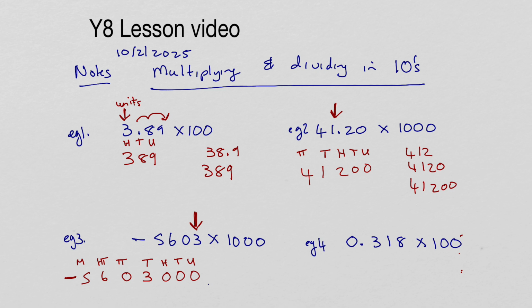Then 0.318 times by 100. Now that's more confusing. This time our units is there. We don't have anything there. So this method is not going to work well for this. And I'd suggest you just move it one position. So if you times it by 10, it's going to be 10 times bigger, which will be 3.18. And if you times it by 100, it is now going to be 100 times bigger, another 10 times bigger. So there's the answer. And you can just do it in steps. 10 times bigger, 10 times bigger after that.